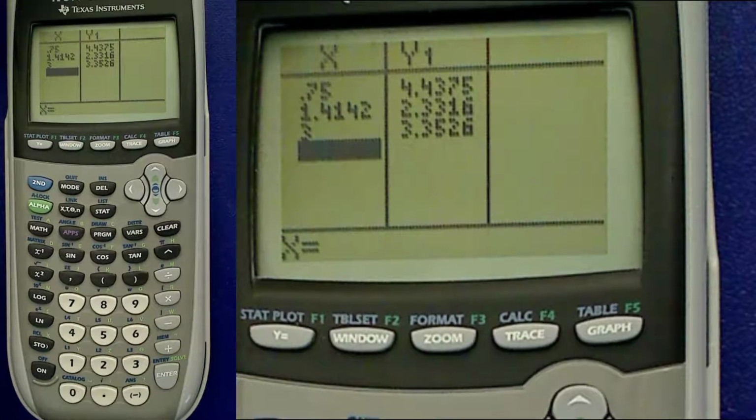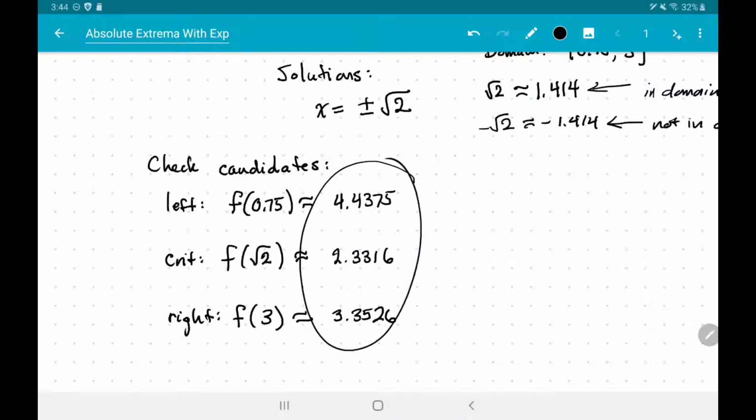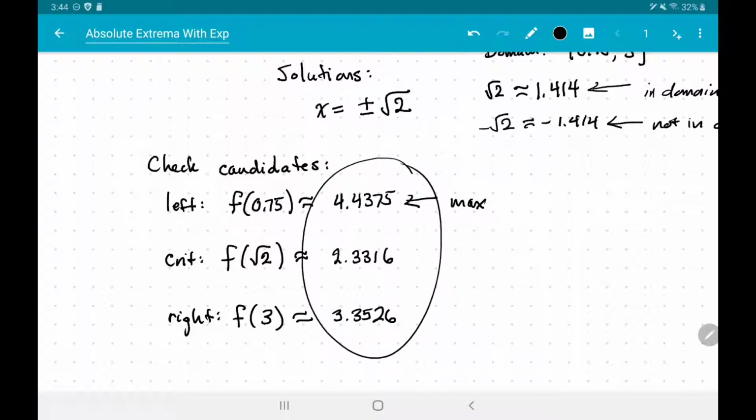Okay, so the numbers that we've got are f of 0.75 is 4.4375, f of square root 2 is 2.3316, and f of 3 is 3.3526. Okay. So which of these y coordinates is the greatest? That's this one. So this is the absolute maximum. Which of these y coordinates is the least? 2.3316. So that is the minimum.